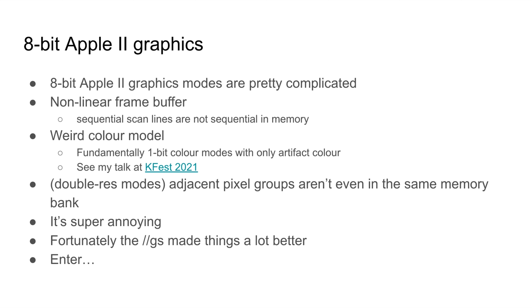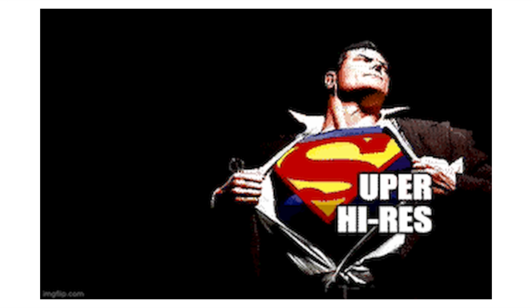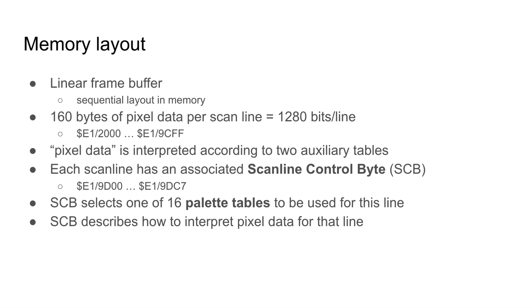And fortunately, the 2GS made things a lot better for graphics. So it added what's called super high-res graphics. And the memory layout of super high-res is much simpler. Firstly, everything is linear in memory, so sequential horizontal lines on the screen are actually sequential in memory. Within each scan line, we have 160 bytes of pixel data, and that's 1280 bits per line. And this pixel data is interpreted according to two auxiliary tables in memory.